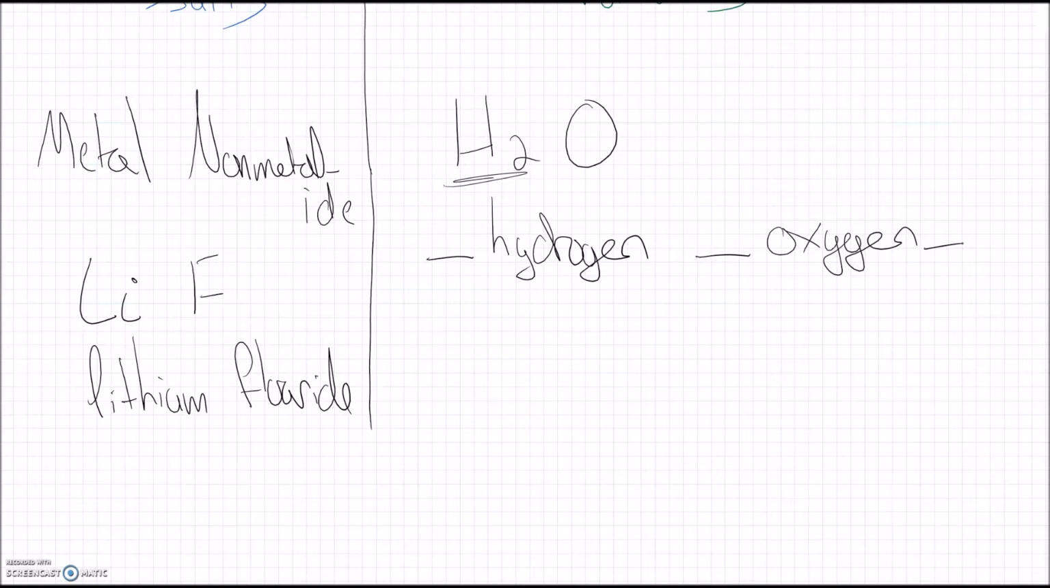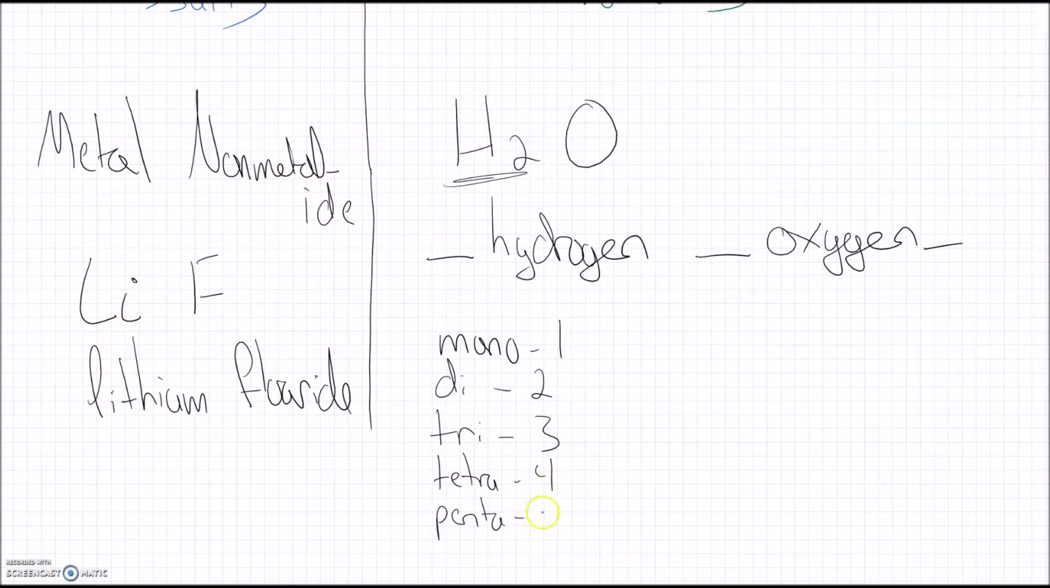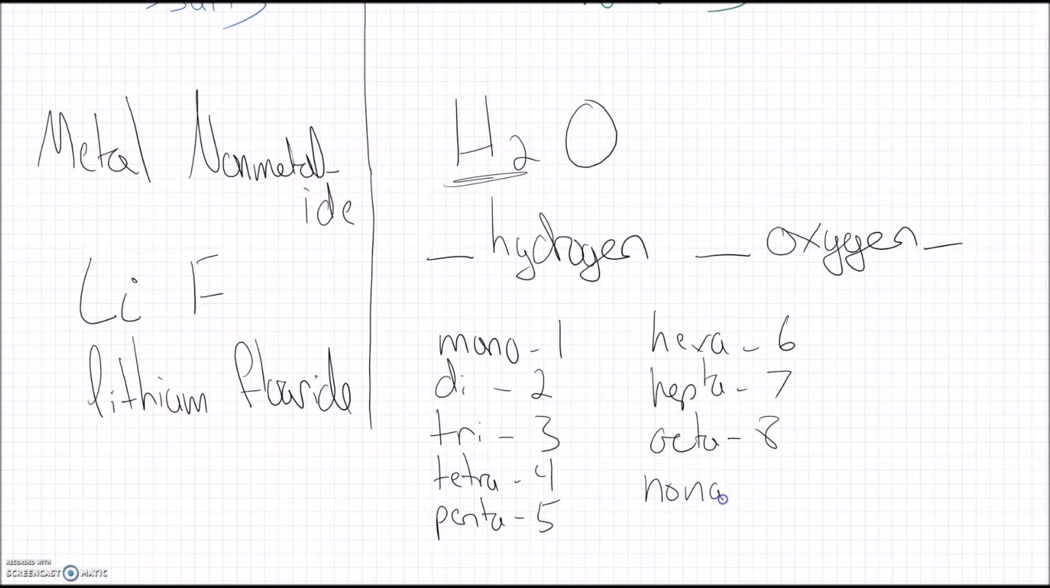The prefixes are the number of elements. So those would be mono for 1, di for 2, tri for 3, tetra for 4, penta for 5, hexa for 6, hepta for 7, octa for 8, nona for 9, and deca for 10.